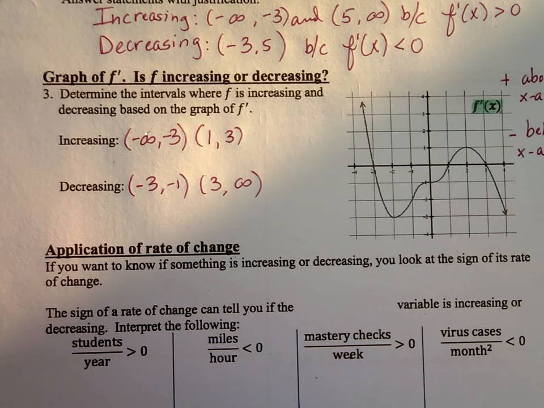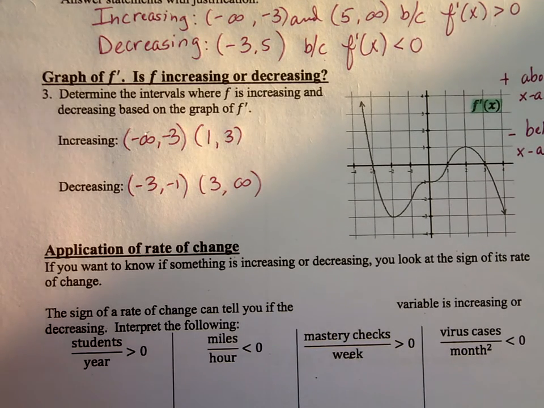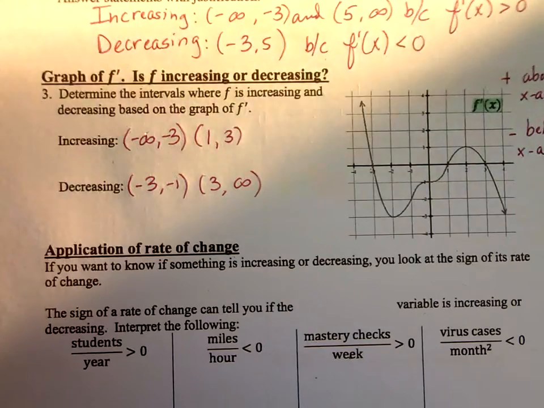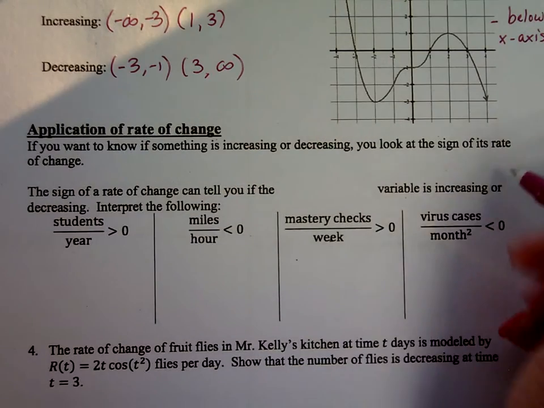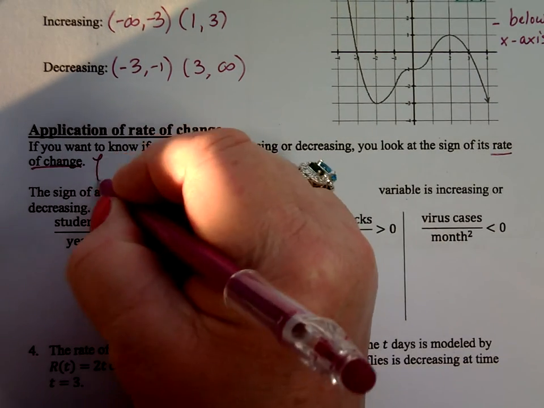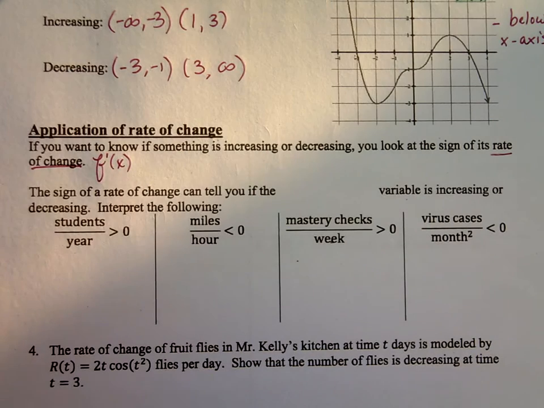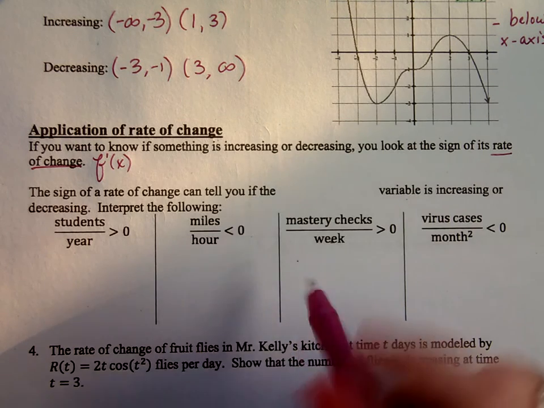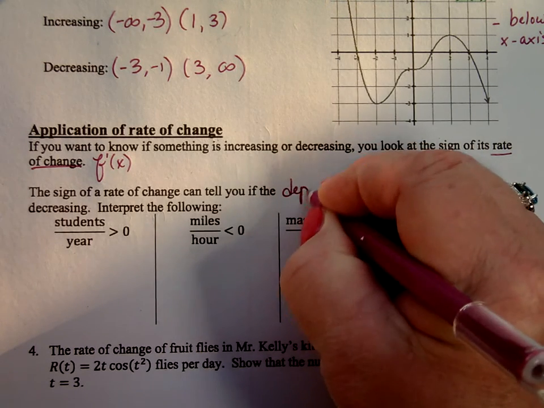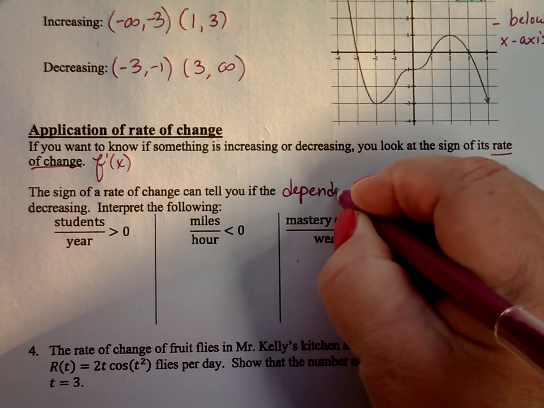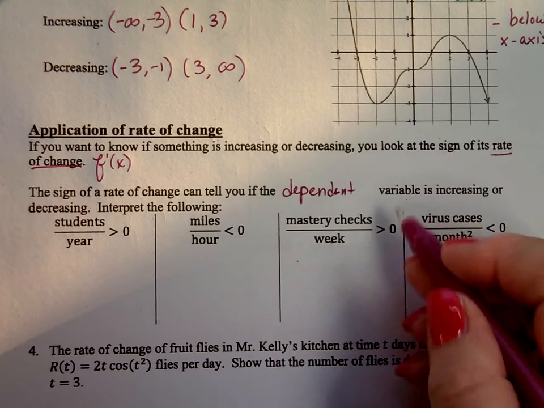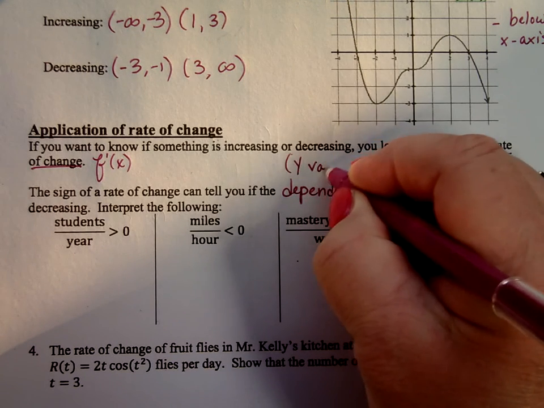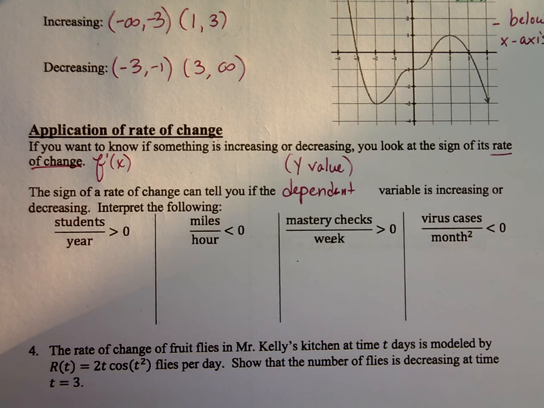All right, last piece. If you want to know if something is increasing or decreasing, you look at the signs of its rate of change. In other words, you know rate of change as being the first derivative. You check out the signs. Positives increasing, negatives decreasing. So the sign of the rate of change can tell you if the dependent variable, or your y value, by the way, is increasing or decreasing, interpret the following.